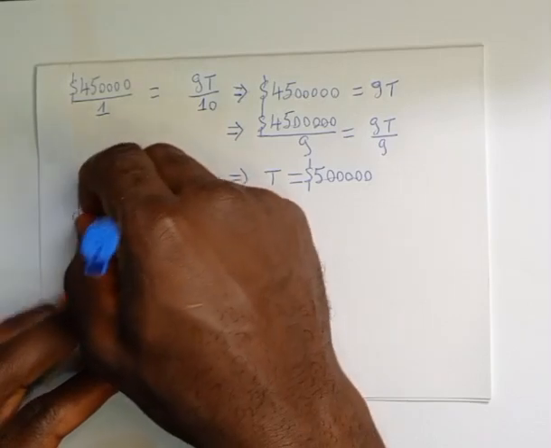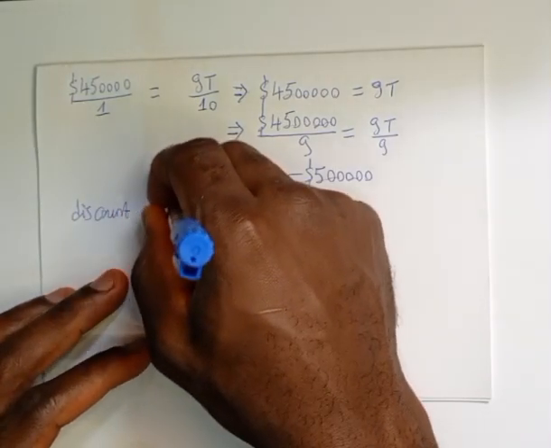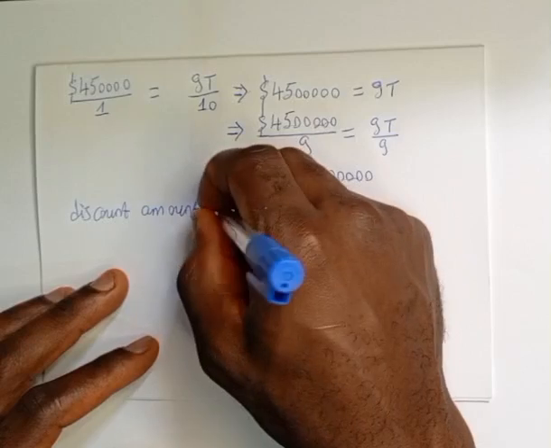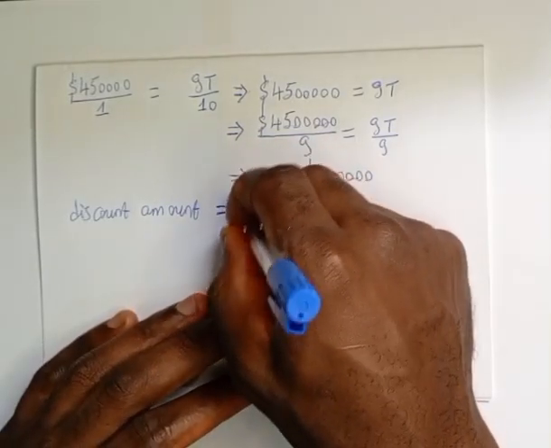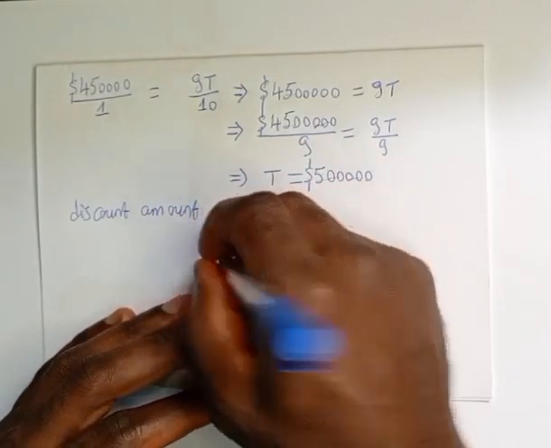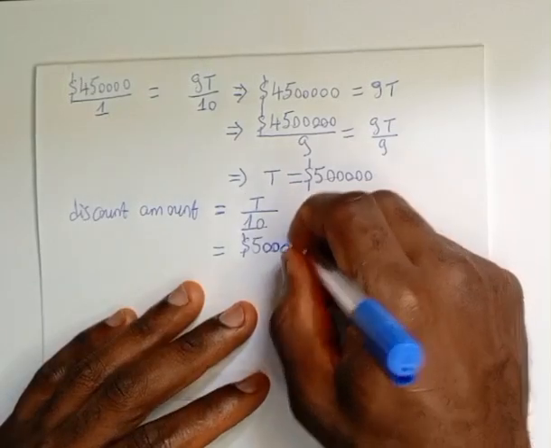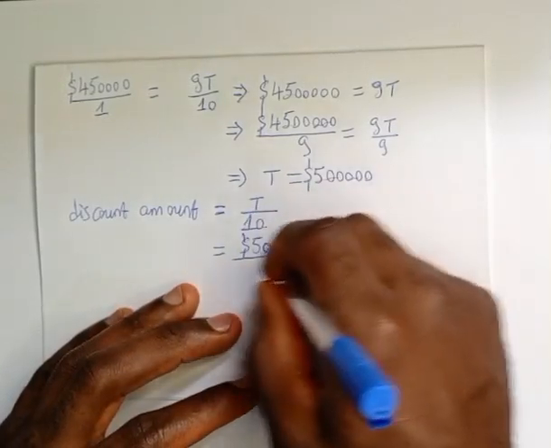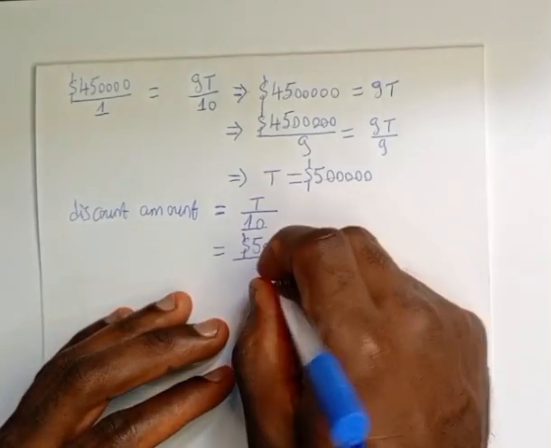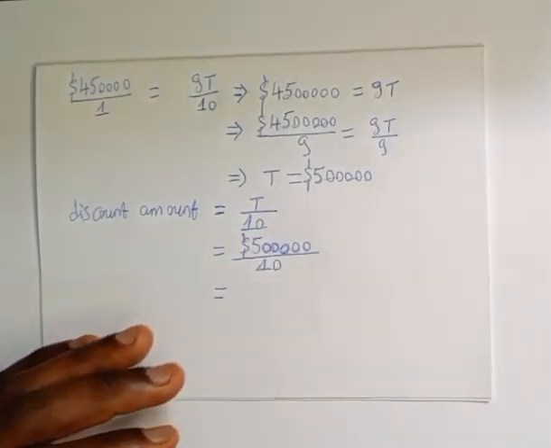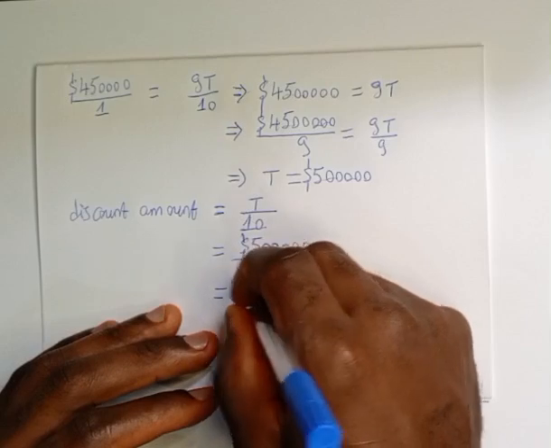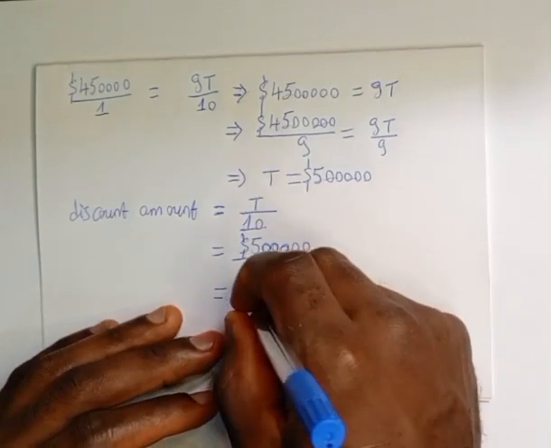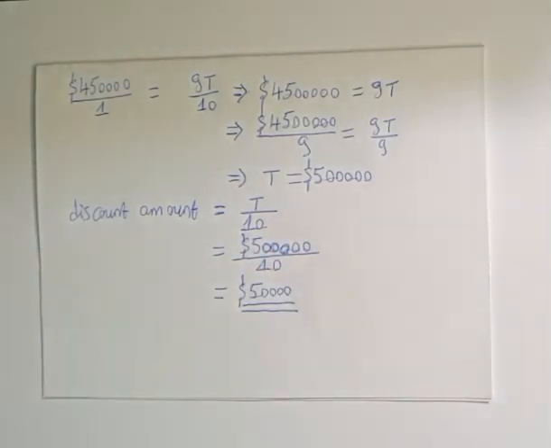Now, knowing the original price of the car, we can find the discount amount. The discount amount is simply equal to T over 10, which is equal to $500,000 divided by 10. $500,000 divided by 10 gives us $50,000. $50,000 is the discount amount the man received for paying the car.